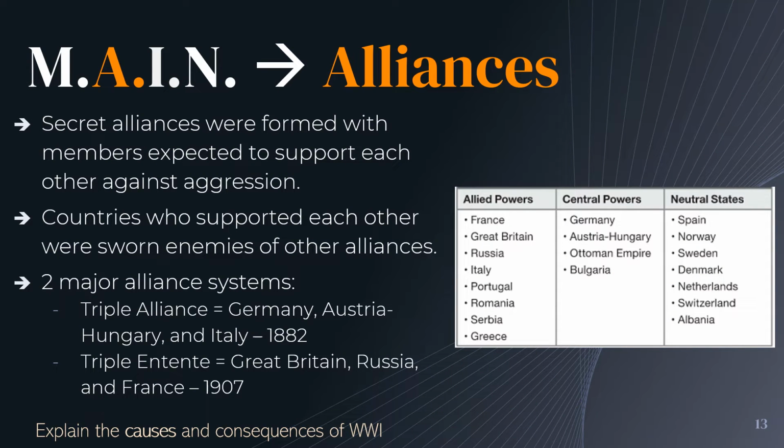In the meantime, the different countries were forming alliances with each other. Many of these were secret. People didn't know who was allied with whom. And a country who supports another one were then an enemy of the other alliances. By the late 1800s, we have the Triple Alliance, which is Germany, Austria-Hungary, and Italy. And in 1907, we've got the Triple Entente, which is Great Britain, Russia, and France. We'll take a look at how alliances change through the war.